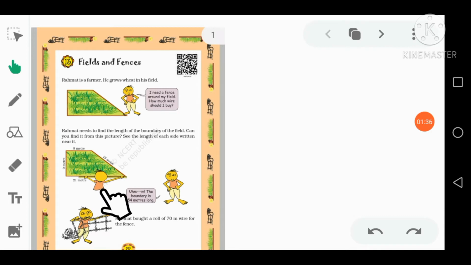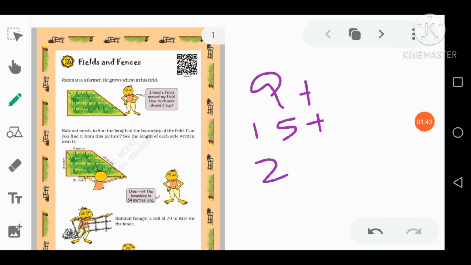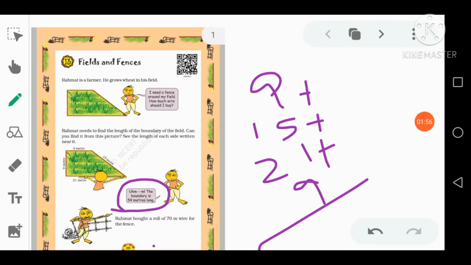All of you do it in your rough note. Just add all the numbers, that is 9 plus 15 plus 21 plus 9. What did you get? Yes, 54 meter. So the length of the boundary is 54 meter. So what he did is he went to a shop and bought a roll of 70 meter. He didn't buy exactly 54 meter. He bought a roll of 70 meter wire for the fence.